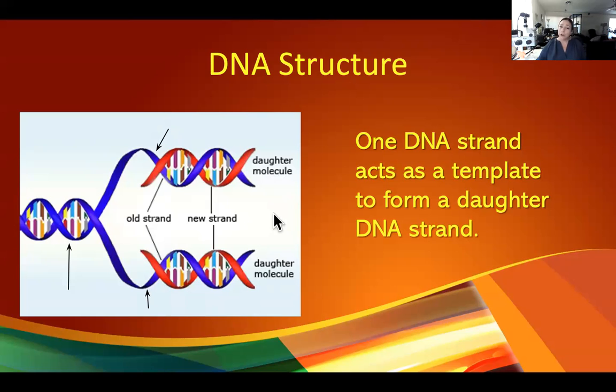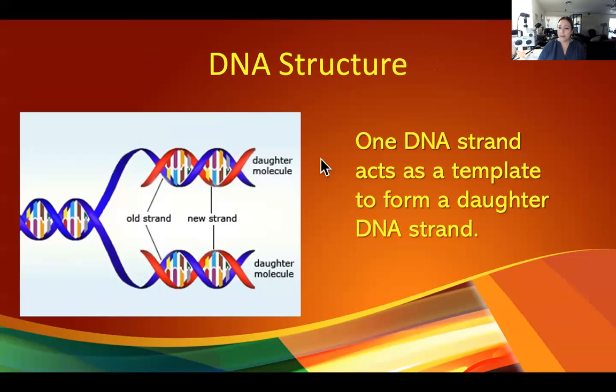Now, from that original double helix, a daughter DNA strand is produced. So this old strand on top is used to make a daughter strand. The old strand or template strand on the bottom is used to make another daughter strand. So you start with one double helix, you end up with two double helices, and they are exactly the same as the original double helix. That is pretty much the entire function of DNA replication.